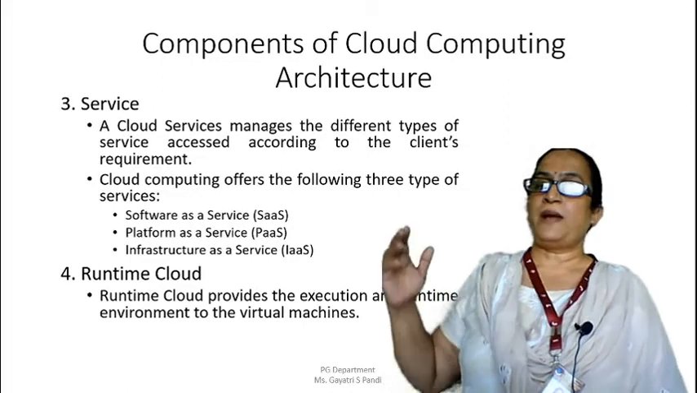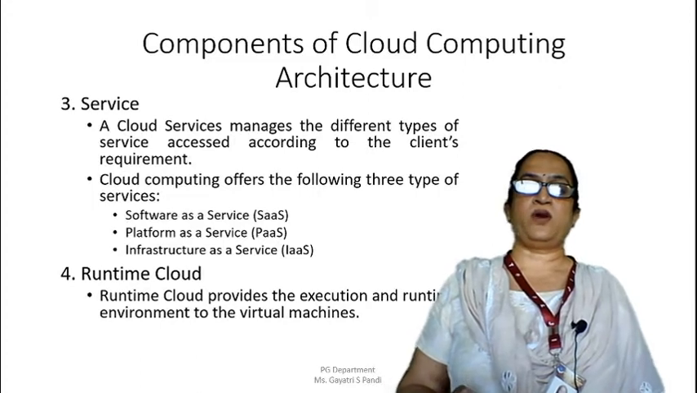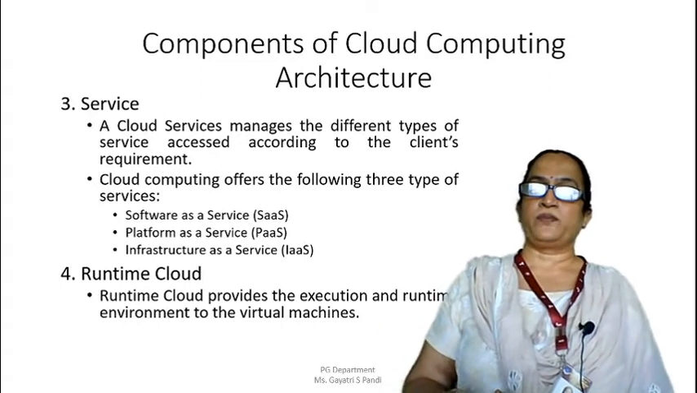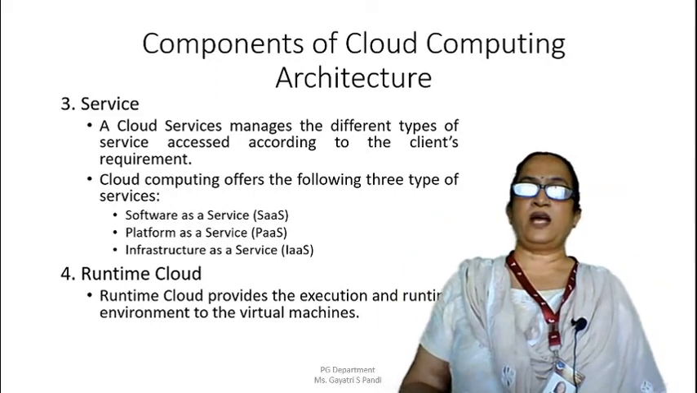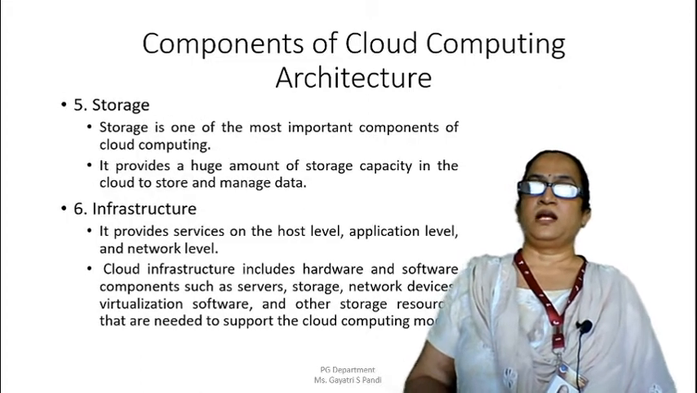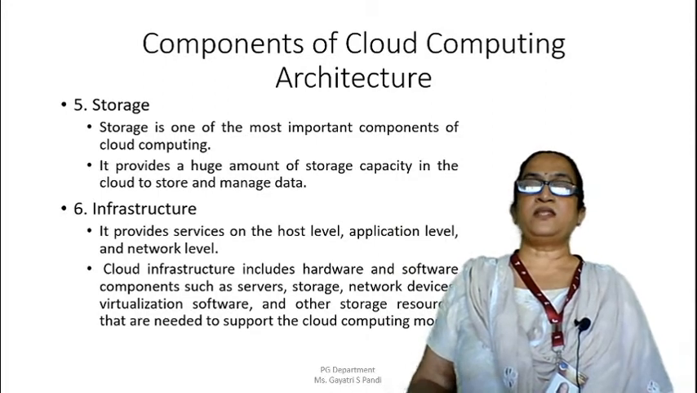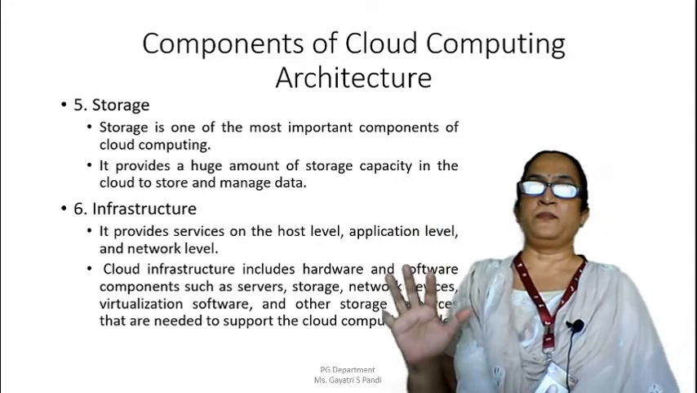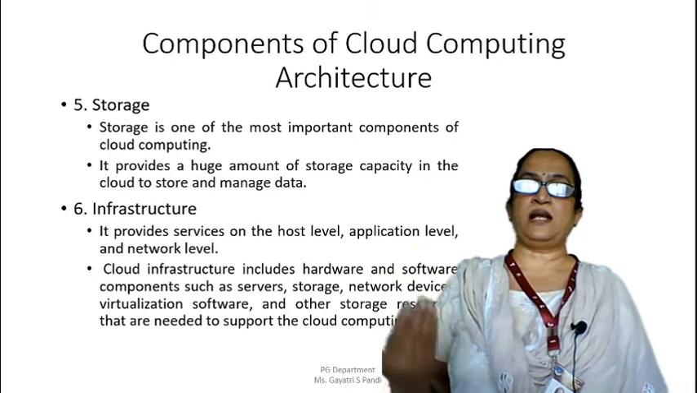Then there are various services provided. A cloud service manages the different type of services, like we have SPI. SPI is an acronym for software as a service, platform as a service, and infrastructure as a service. So these are three various services provided by the cloud. Then you have the runtime cloud, which is helpful in executing and running the environment for the virtual machines. The fifth is the storage, which is a very important component for the cloud computing and provides a huge amount of storage capacity in the cloud to store and manage the data. This is a very important component of cloud, and it needs to be very secure, otherwise you will have data leakage issues.